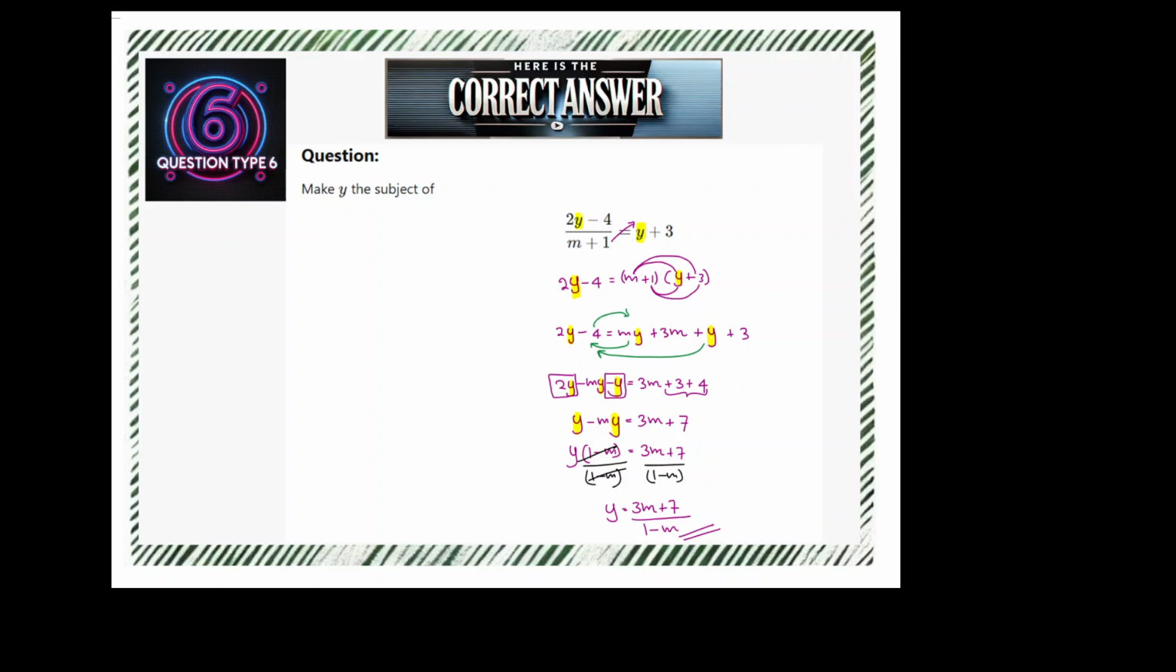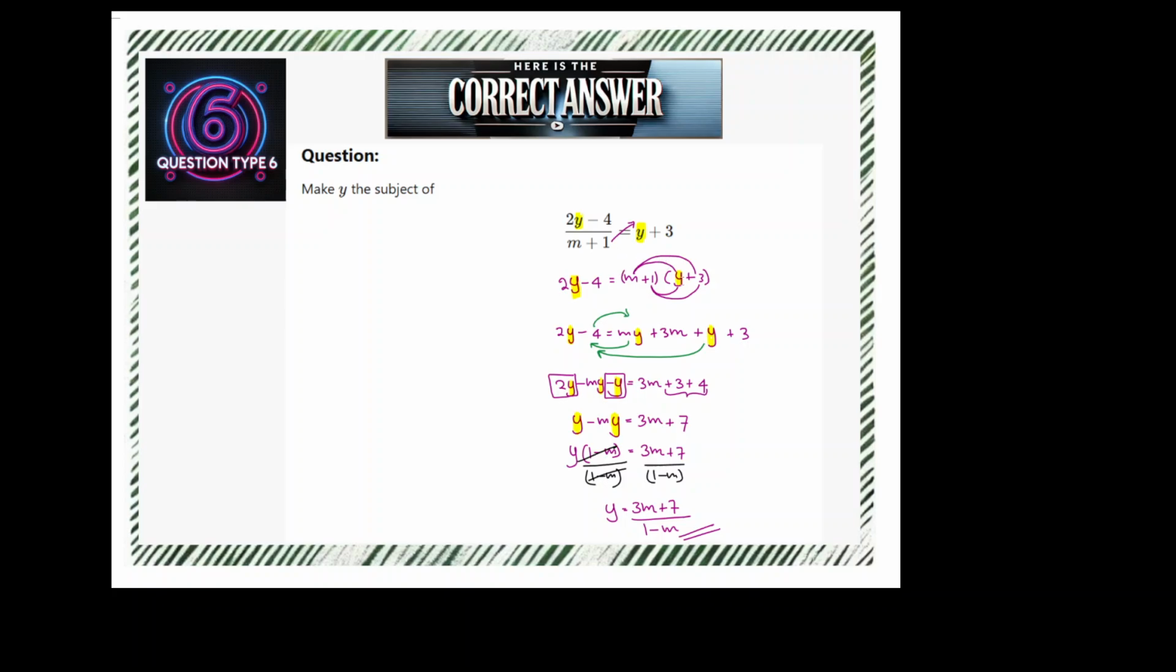You can see the correct answer to the question here. So y is what you need to make the subject. So move m add 1 to the other side. Now when you have these kinds of terms where you have a plus sign in the middle, it's good to put a pair of brackets for each one.